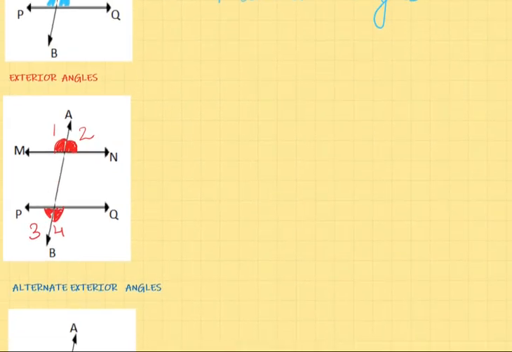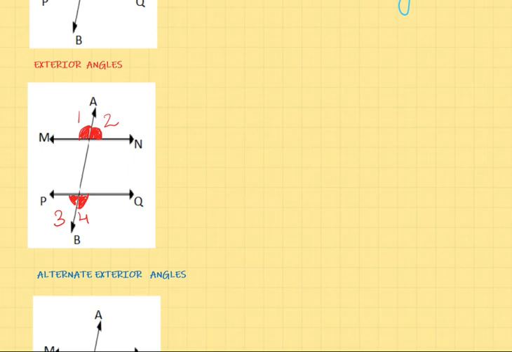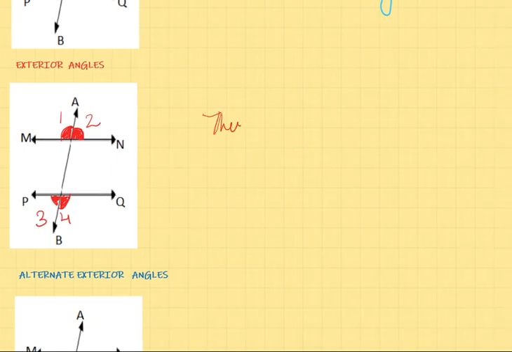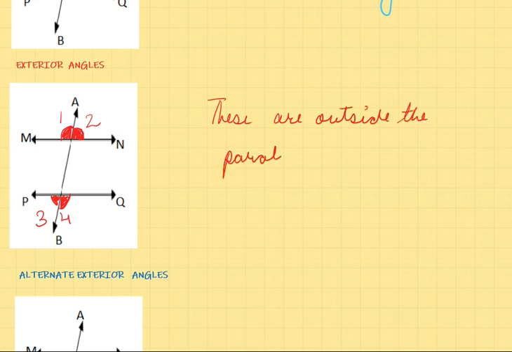So they are exterior angles, and so they are outside the parallel lines. Four exterior angles.